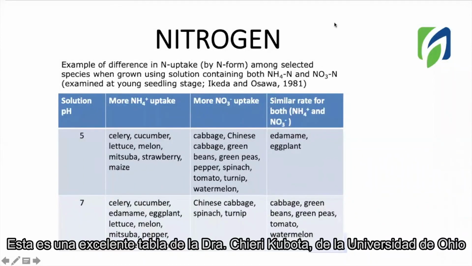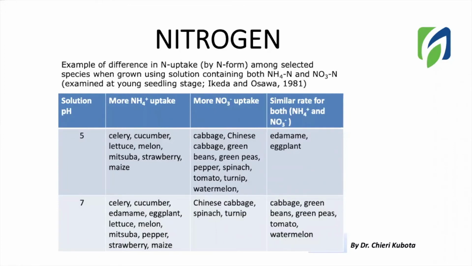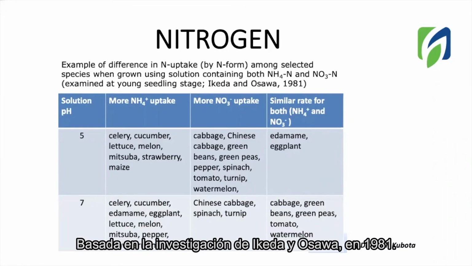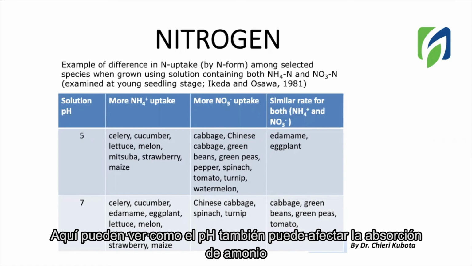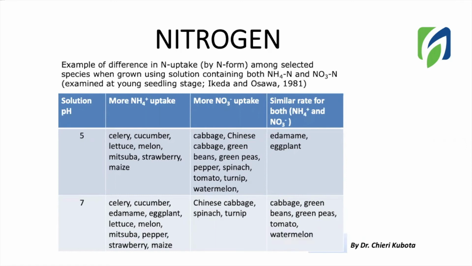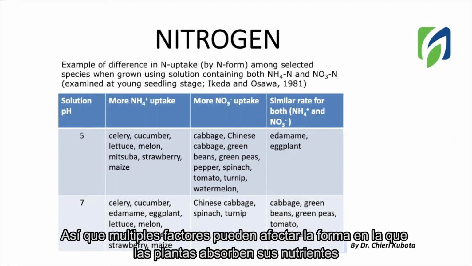Here is a very nice table made by Dr. Sherry Kubota from Ohio State University based on research done by Akira and Osawa in 1981. Here you can see how pH can also affect uptake of ammonium, nitrate, or both in different crops. So multiple factors can affect the way plants take up nutrients.